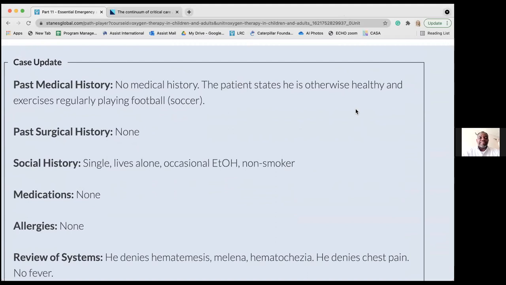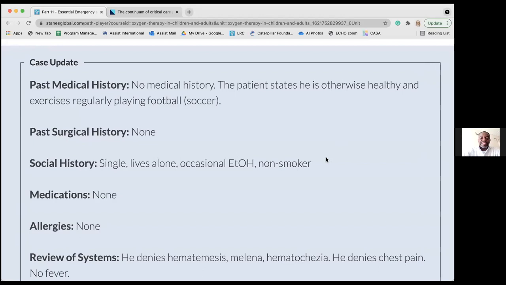So for our patient, we're going to share a case update. We discovered that the past medical history has nothing special. The patient is otherwise healthy and exercises regularly, playing football, which is called soccer elsewhere. On the surgical history, he has none. He is single, living alone, and occasionally takes alcohol. He is not on any medication and has no known allergies.